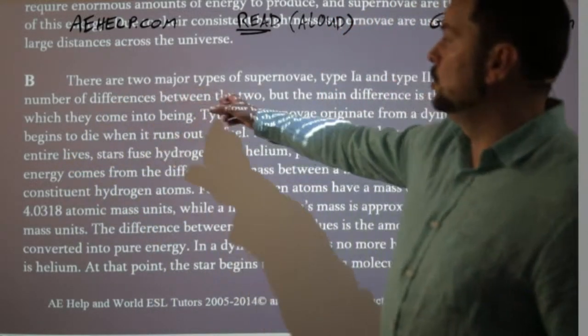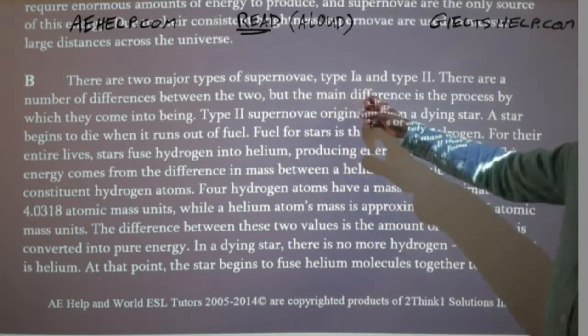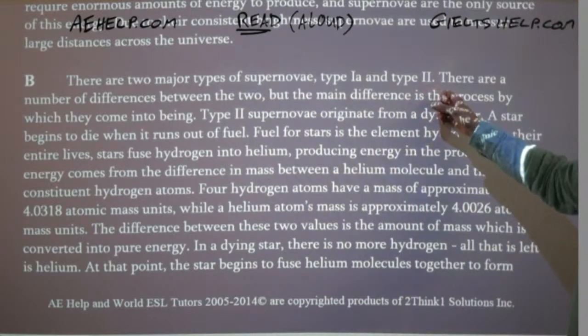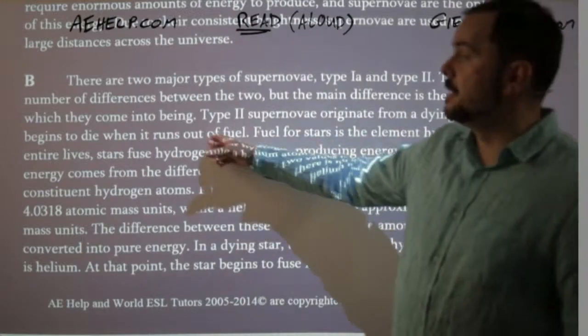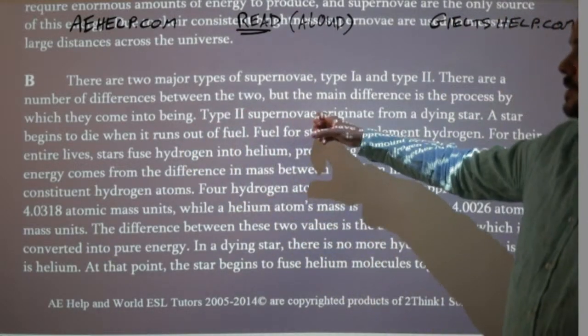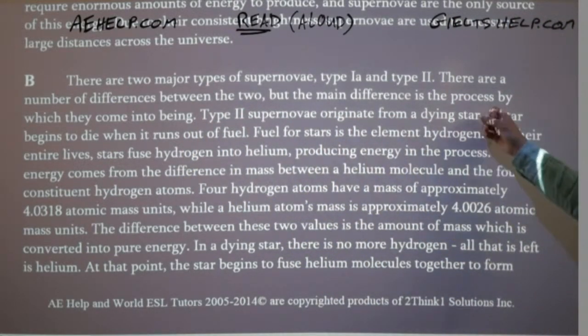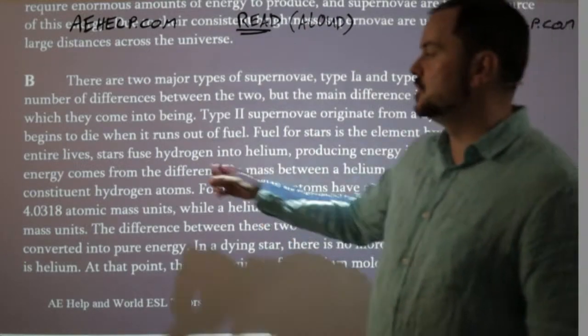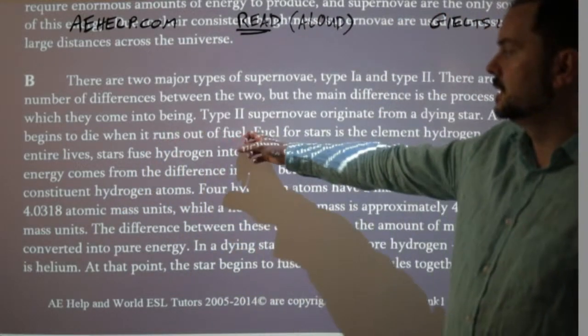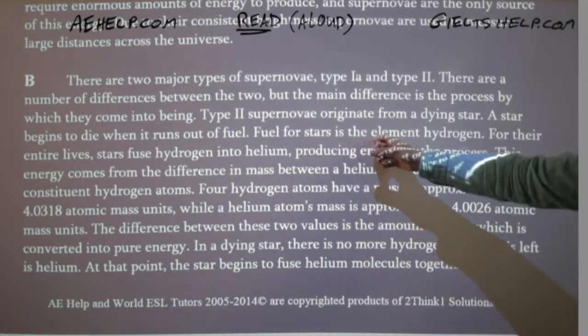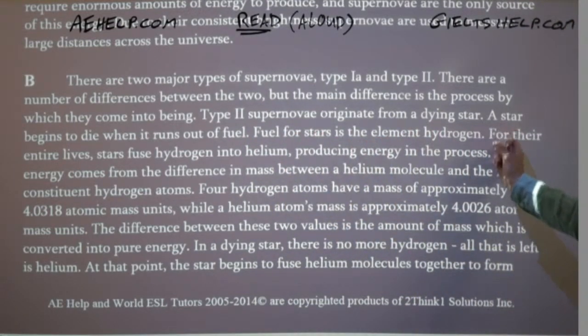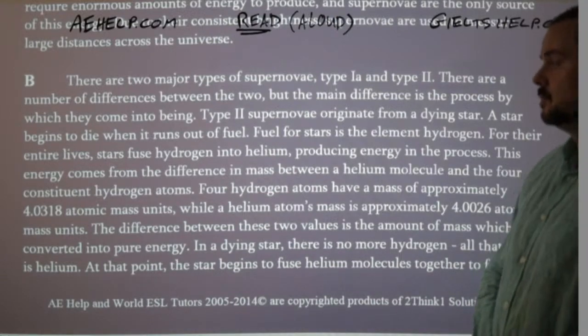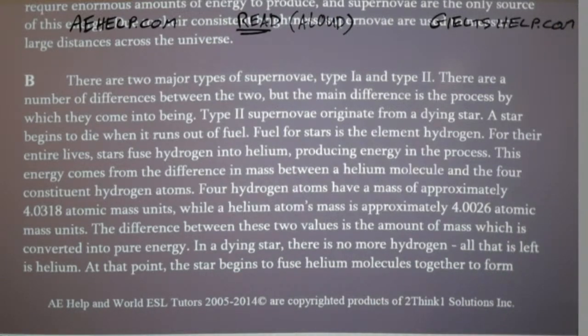There are two major types of supernovae, type 1a and type 2. There are a number of differences between the two, but the main difference is the process by which they come into being. Type 2 supernovae originate from a dying star. A star begins to die when it runs out of fuel. Fuel for stars is the element hydrogen.